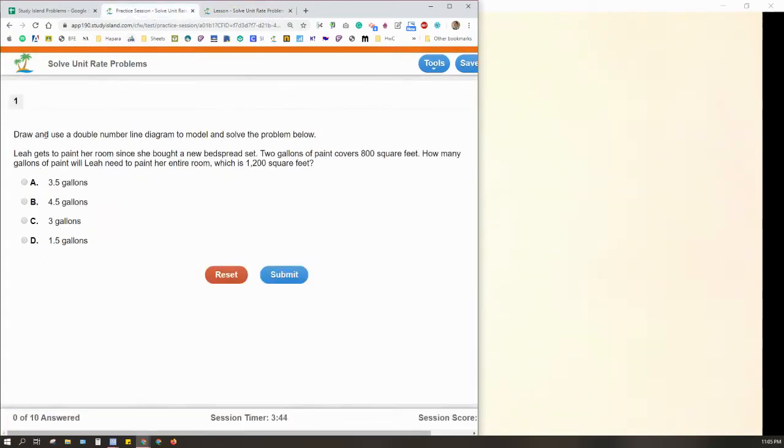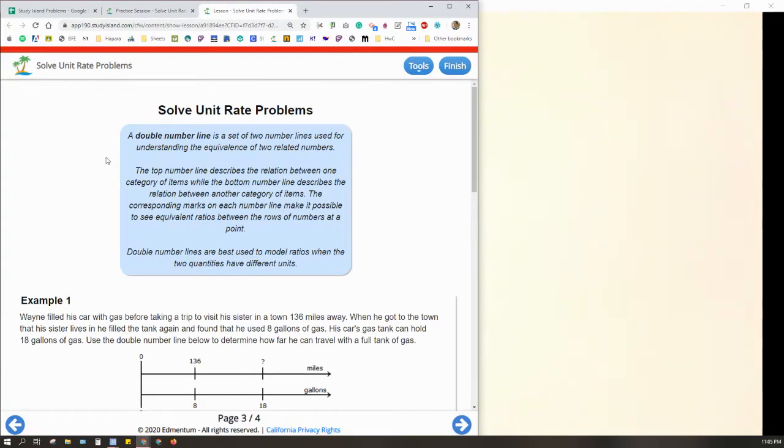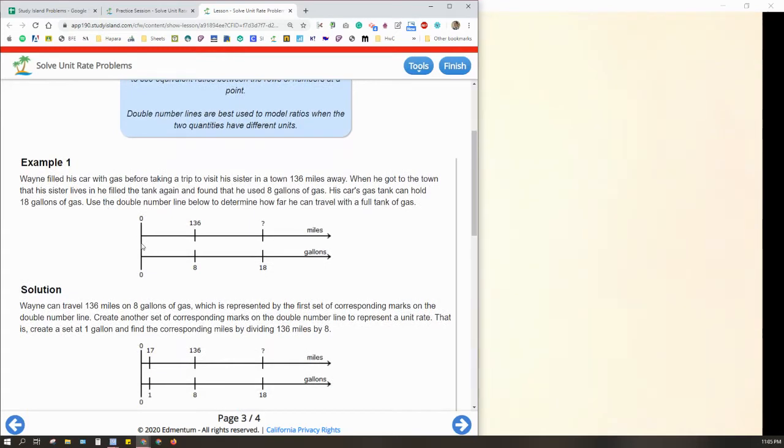Number 1 says to draw and use a double number line diagram to model and solve the problem below. So before we even read the problem, what in the world is a double number line diagram? If you look at page 3 of your lesson, you'll see exactly what a double number line diagram is. A double number line diagram is when you have two number lines, one kind of on the top and one on the bottom, and they both represent two different categories. In this particular problem, example number 1, the top line is representative of miles, and the bottom line is representative of the number of gallons of gas it takes to go that many miles.